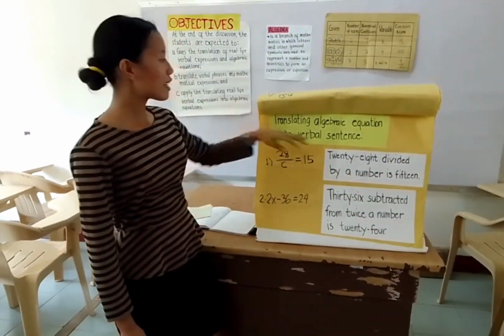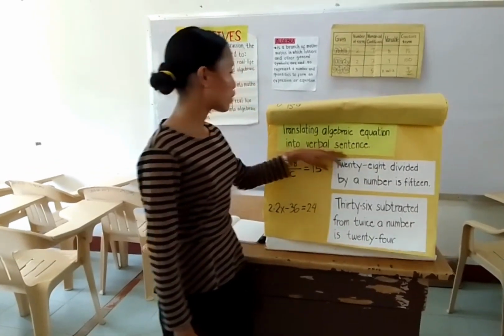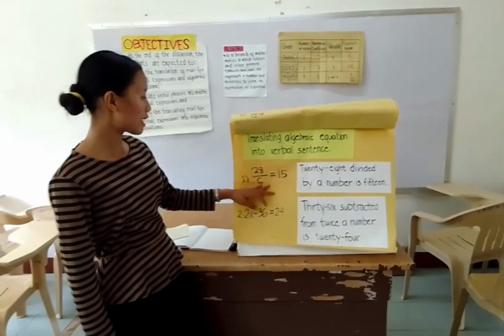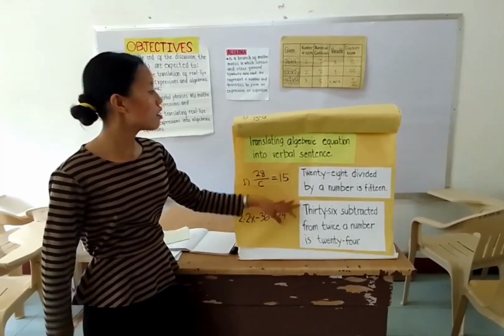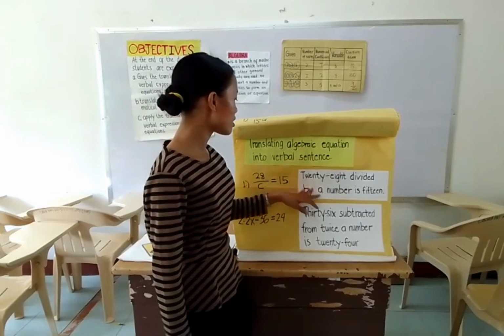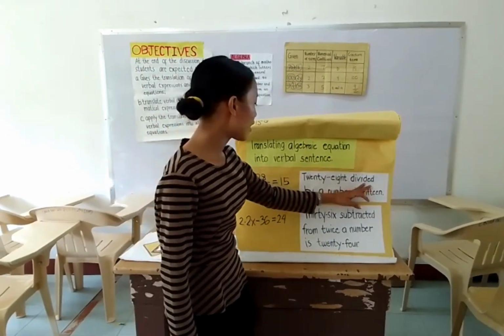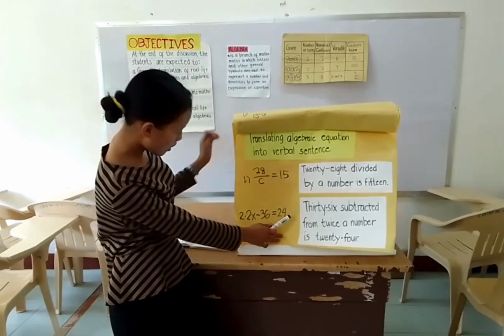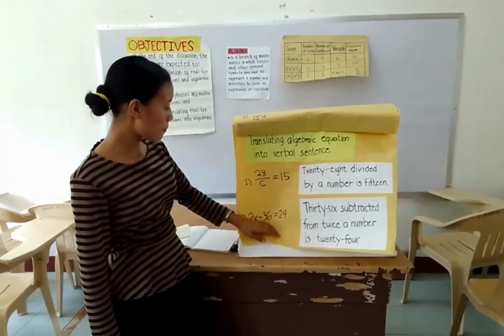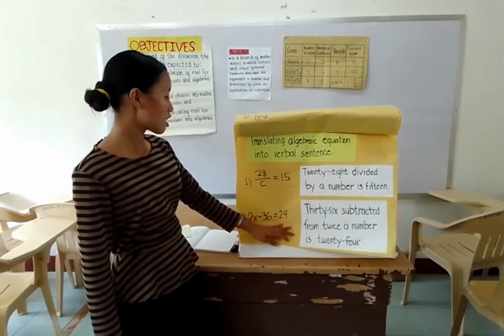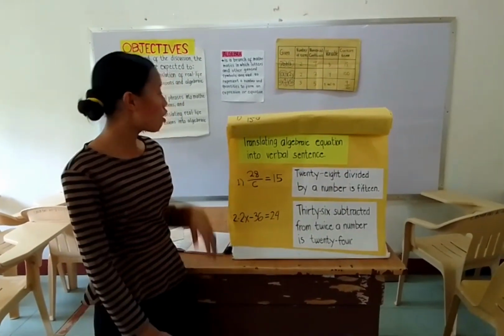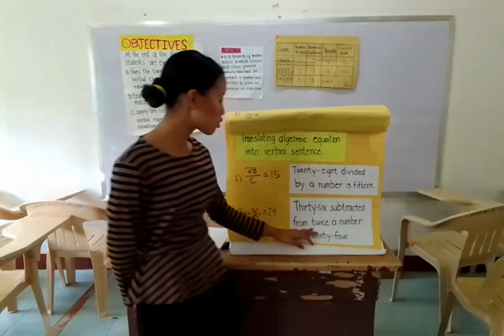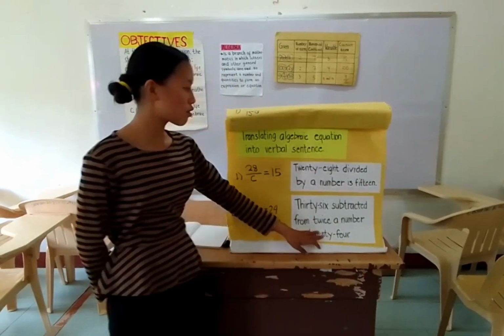Next is translating algebraic equations into verbal sentences. First, we have 28 over c is equal to 15. When we write it into a verbal sentence, 28 divided by a number is 15. Next example is 2x minus 36 is equal to 24. Written as a verbal sentence, it is 36 subtracted from twice a number is 24.